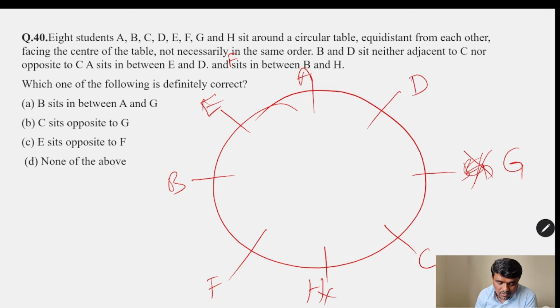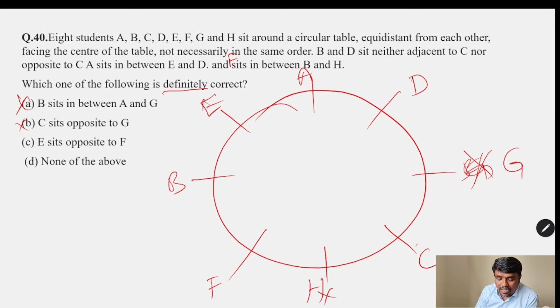So which of the following is definitely correct? Definitely correct is the word. B sits between A and G. First of all, the question is about definitely. In this possibility, whichever I took, B is not sitting between A and G. So A is not correct. C sits opposite to G? No.